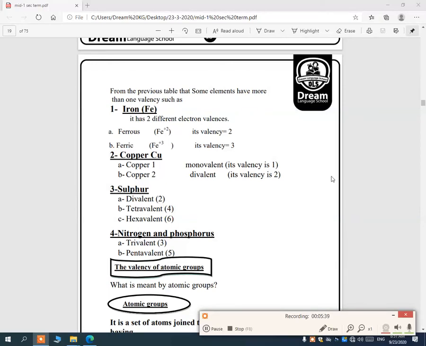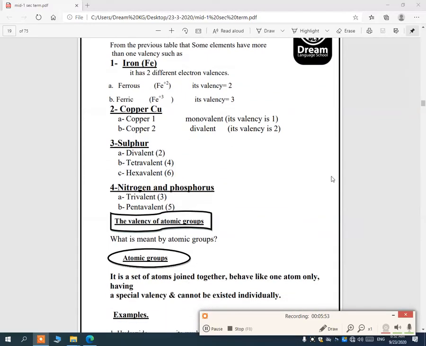And if we talk about copper, we have two types of copper, copper 1 and copper 2, and from their names, I mean their valencies, copper 1 is monovalent and copper 2 is divalent. If we talk about sulfur, sulfur is a nonmetal that has three valencies, 2, 4, 6, or you can say divalent, tetravalent and hexavalent.